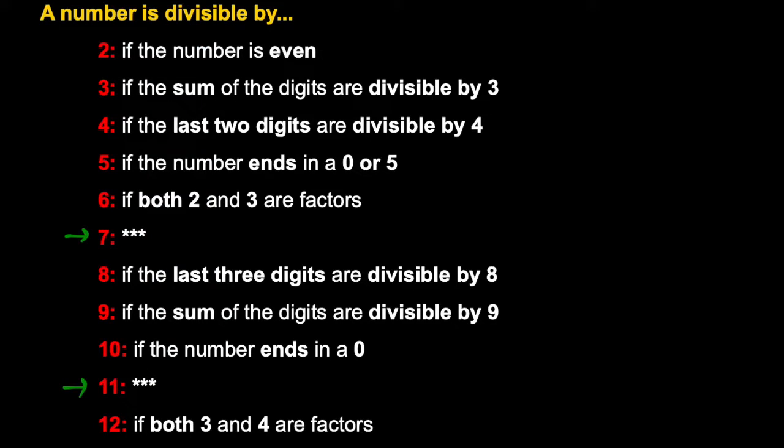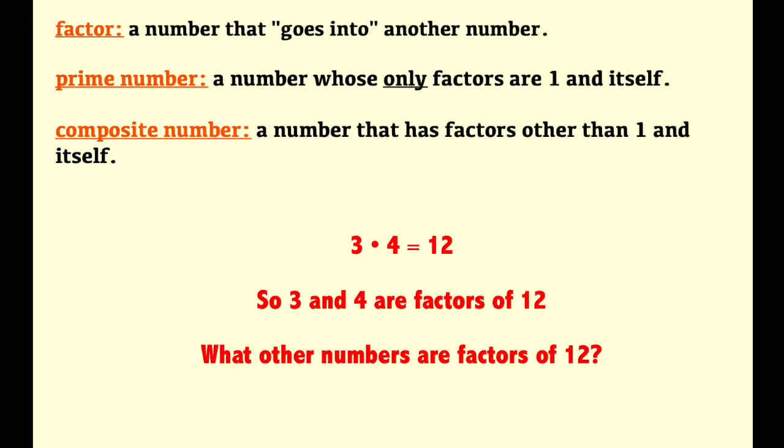So anyway, today's lesson is not really about the divisibility rules, although we'll use them. It's about the idea of finding factors. A factor is a number that, and you can see the air quotes there, kind of "goes into" another number. I have an example down here for you. Thinking about the number 12, 3 times 4 creates 12. So what we could say is 3 and 4 are factors of 12. But they're not the only factors.